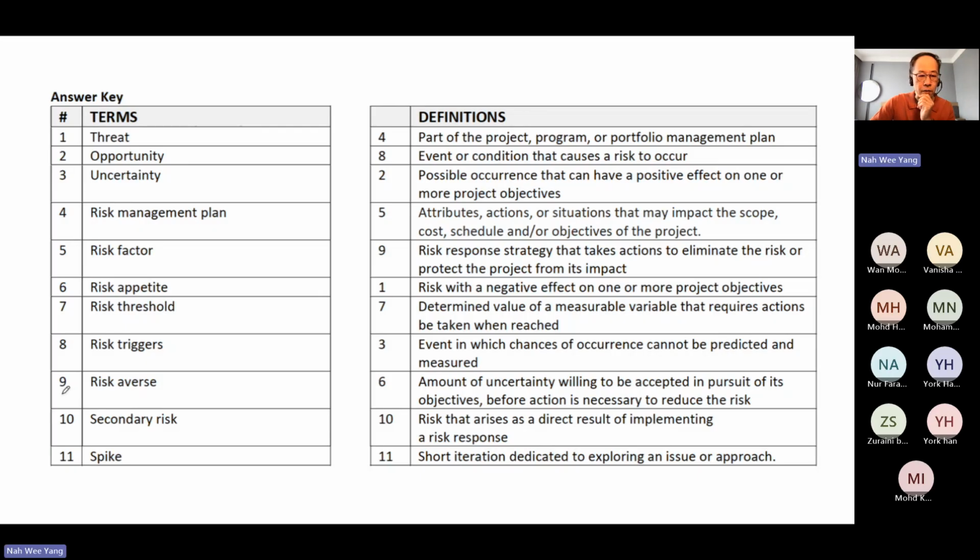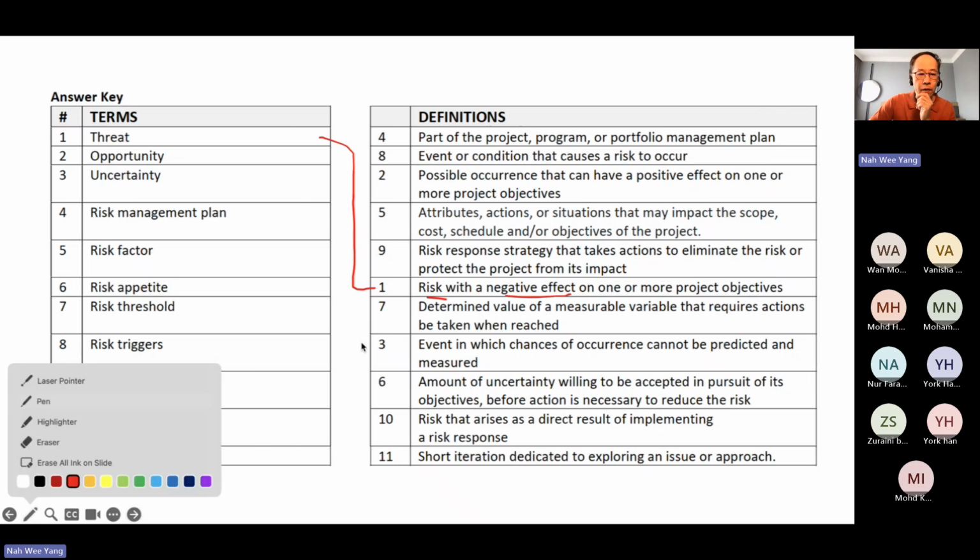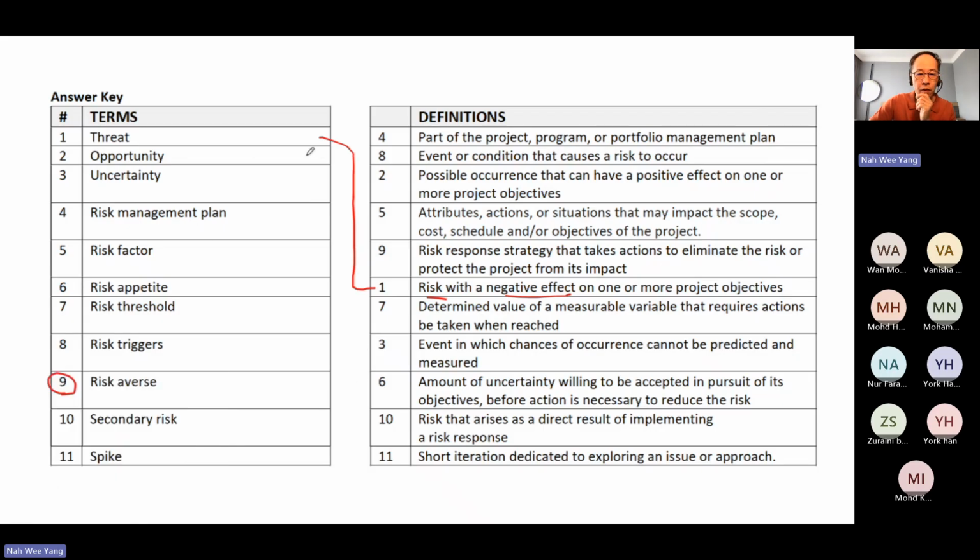Okay, I think this number 9 here. Anyway, let's look at this. Okay, threat. So what is a threat? Threat is the risk, okay, with a negative effect, right? So that's the threat. And then let me just pick another one here, which is opportunity, something of possible occurrence with a positive effect.